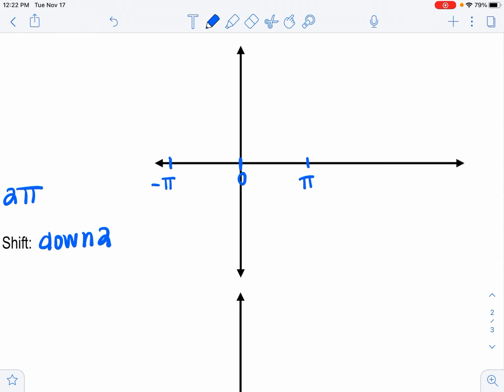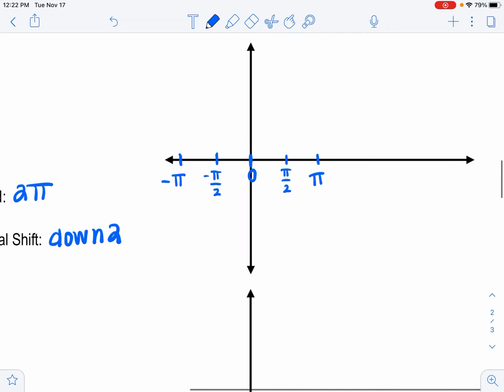All right, directly in between negative pi and pi is 0. Directly in between negative pi and 0 is negative pi over 2. And directly between 0 and pi is pi over 2. So sometimes your tick marks are super easy.